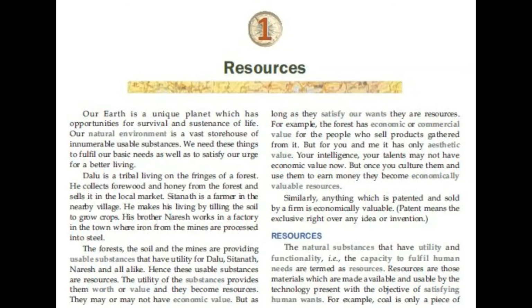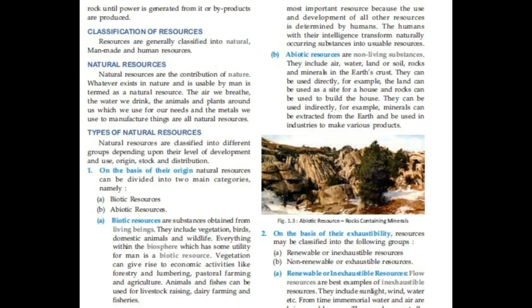The definition of resources: the natural substances that have utility and functionality, the capacity to fulfill human needs, are termed as resources. Resources are those materials which are made available and usable by the technology present with the object of satisfying human wants. For example, coal is only a piece of rock until power is generated from it or by-products are produced.